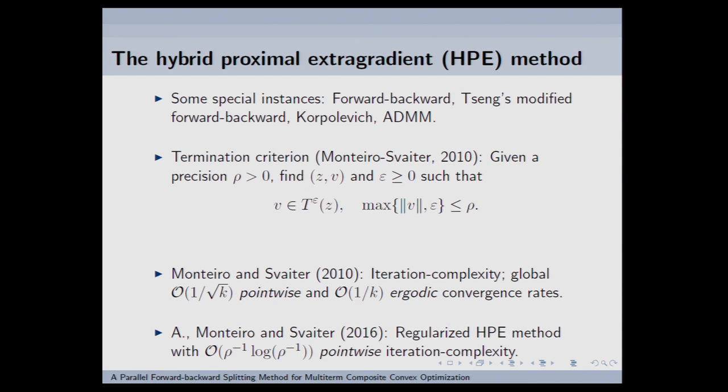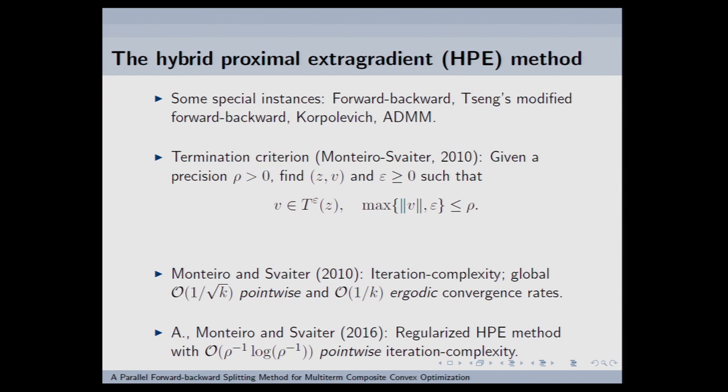And ergodic is better, of course. It's 1 over k. This is 1 over square root of k. And the pointwise, we actually compute the point in the graph without averaging. Okay, and this is say the main advantage of the pointwise, although the rate is actually worse than the ergodic one. So one question is if we can improve this.